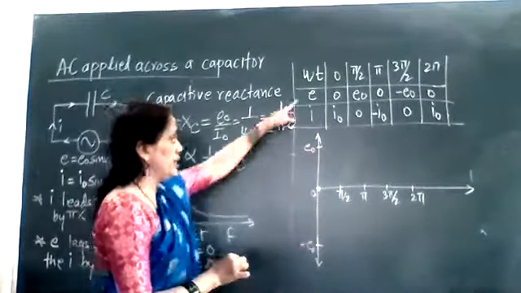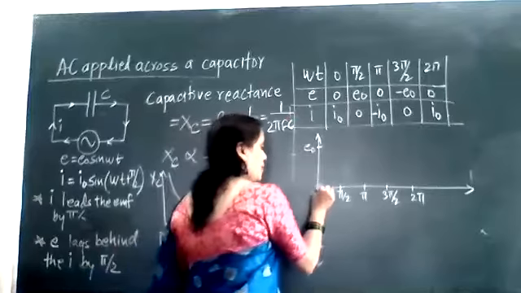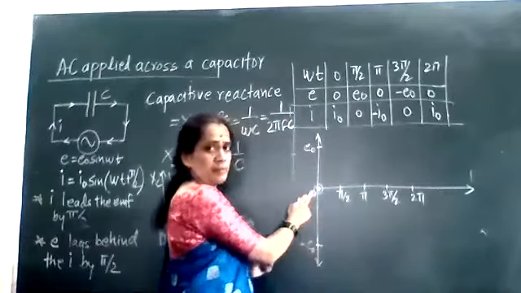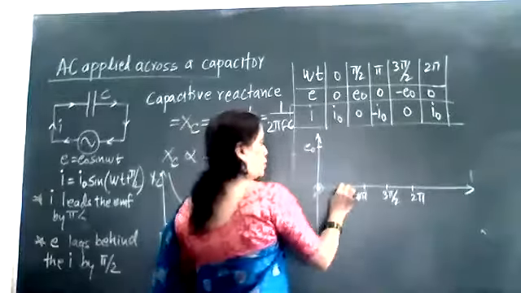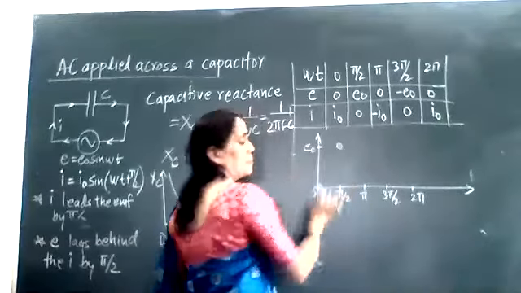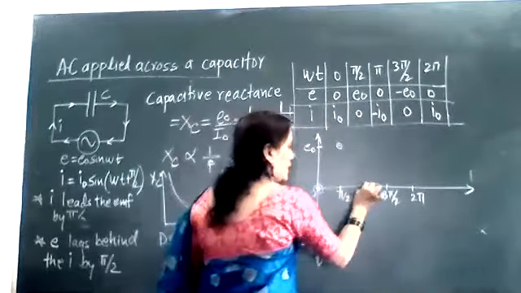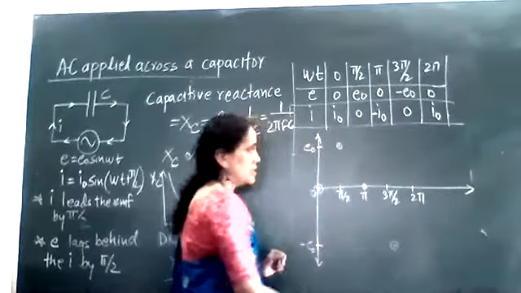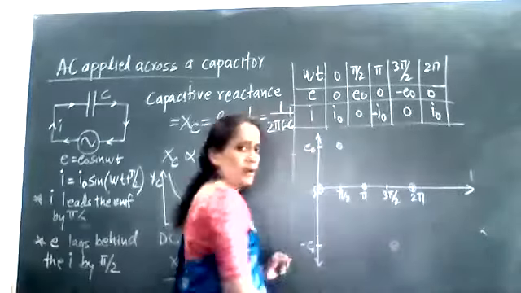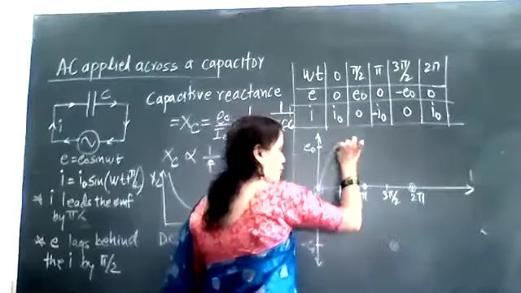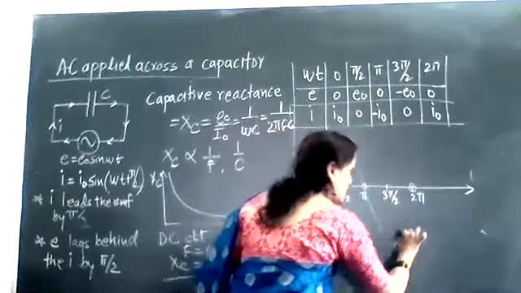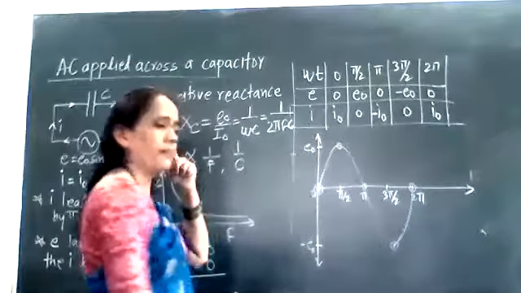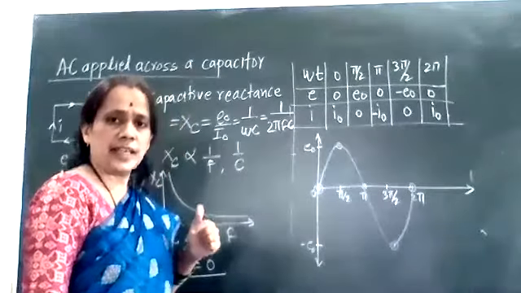So we will look at EMF first. For EMF, omega t 0, your EMF is 0. Then for pi by 2 your EMF is maximum. Then for pi it is 0, for 3 pi by 2 it is minus E0, and for 2 pi it is 0. So I am going to draw a curve for EMF across the capacitor in this manner. That is a sine wave.